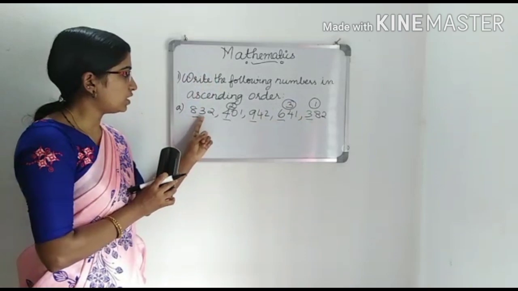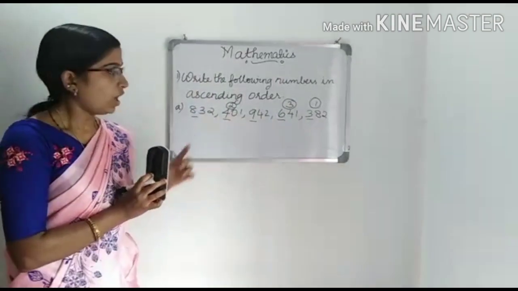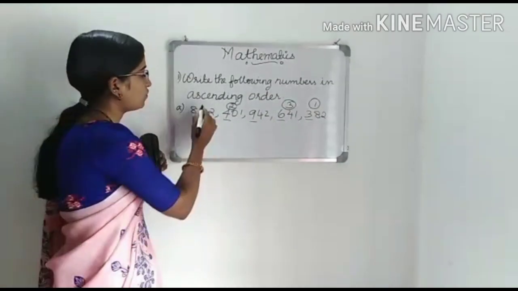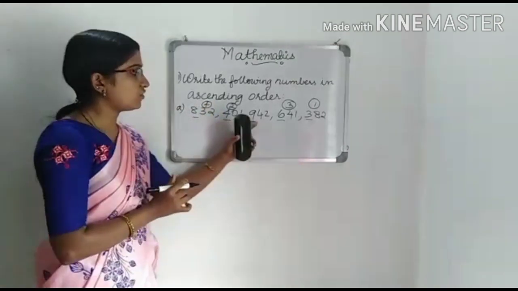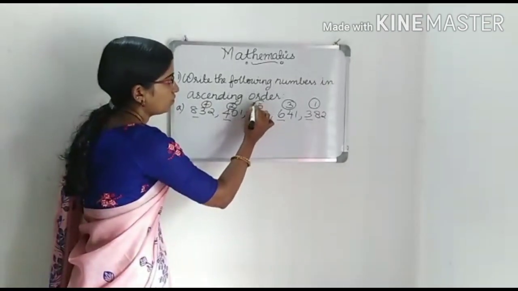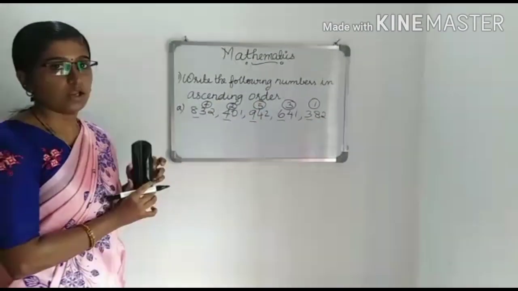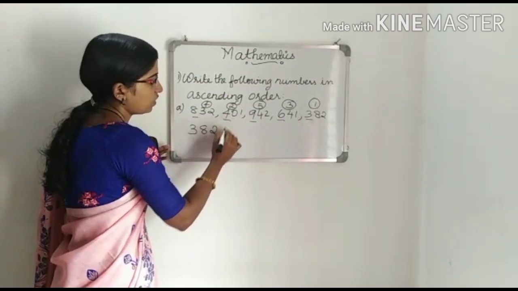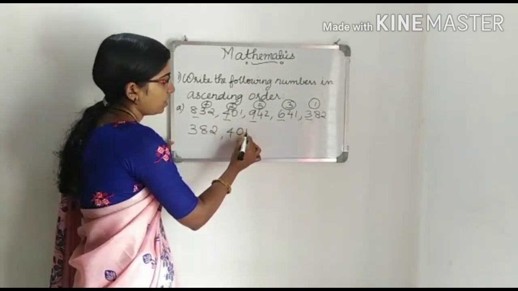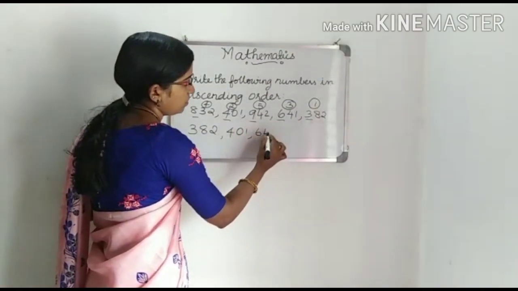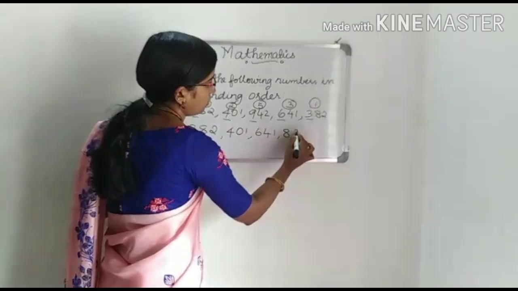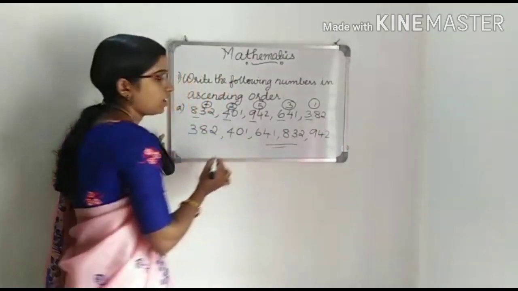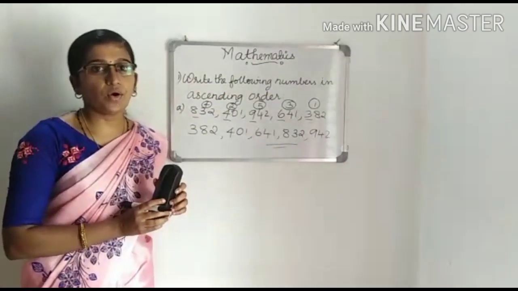Then we can compare 832 and 942. Out of these 2 numbers, the smallest number is 832. The next number is 832 and the last number is 942. So we can arrange these numbers into ascending order. First number is 382. Next number is 401 and the next number is 641. Fourth number is 832 and the last number is 942. Like this way we can arrange the numbers in ascending order.